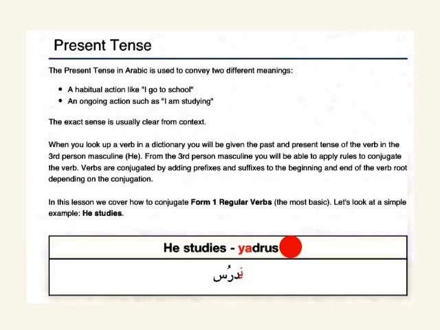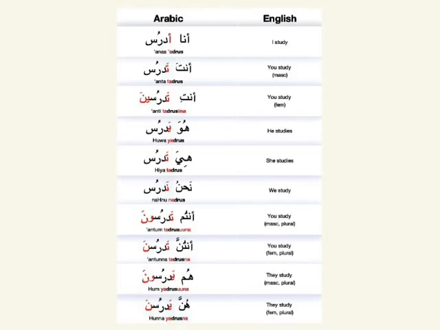Let's look at a simple example. Yadrusu, or "he studies." If we want to say "I study," we add an aleph at the beginning and a dhamma at the end, and it becomes edrusu. To say "you study," referring to a male, we say enta tedrusu. So we add a ta at the beginning of the word and a dhamma at the end.